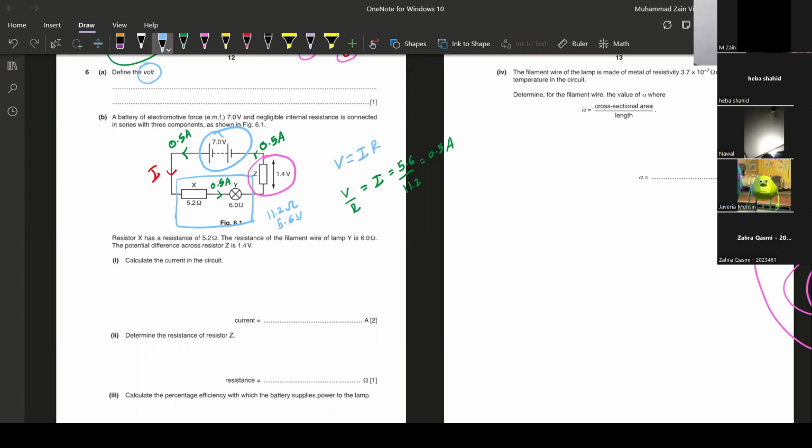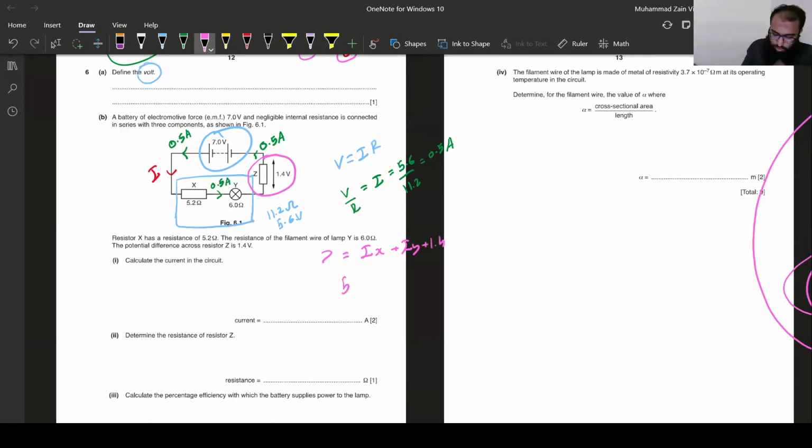So my formula would have been like the formulas which you are applying above. So the formula would have been 7, which is the EMF, equals Ix plus Iy plus the potential difference across Z, which is 1.4. So 5.6 equals I times X plus Y. The resistance of X and Y was equal to 11.2, so I got the same results. So basically they were expecting us to apply Kirchhoff's law.